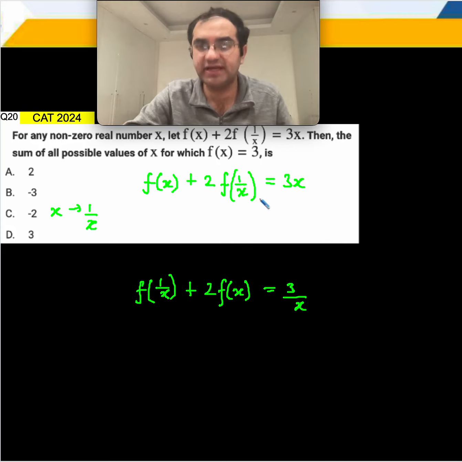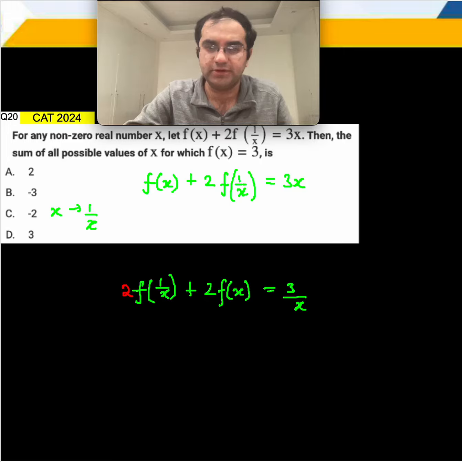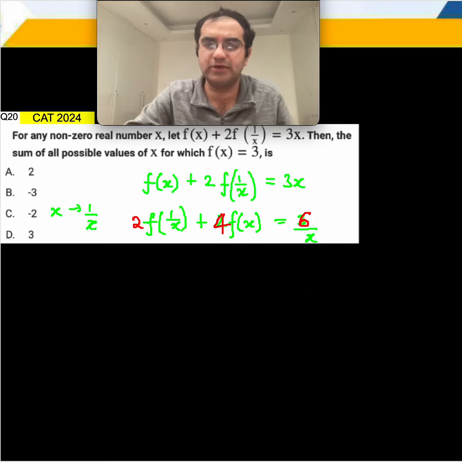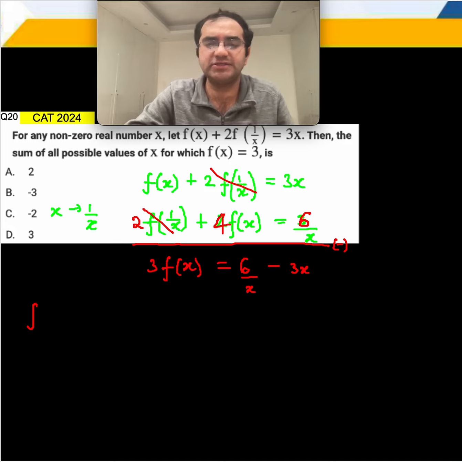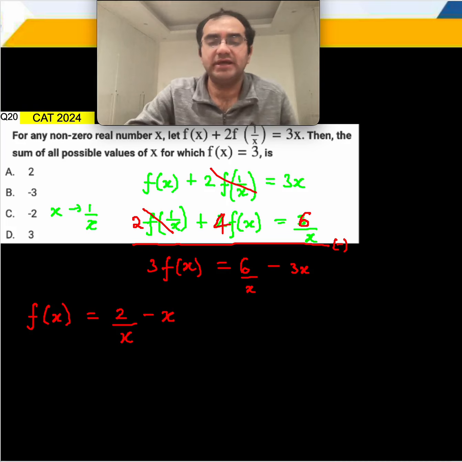One is f of x, one is f of 1 by x. So here I double f of x, this becomes 4 and this 6. Put it up and then subtract both these equations. What will happen is 2f of 1 upon x cancels. So 4 minus 1, 3f of x is equal to 6 upon x minus 3x. 3 cancels. 2 upon x minus x came.